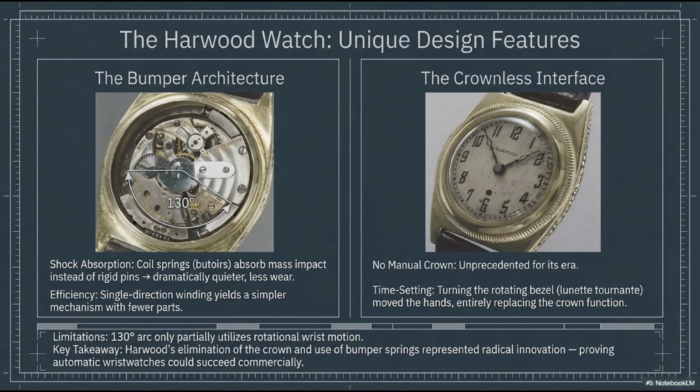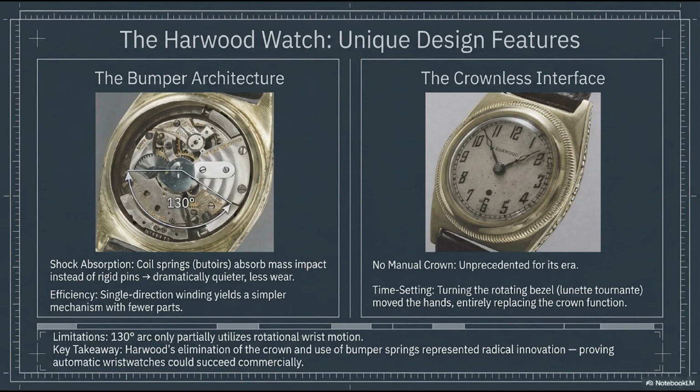Let's take a closer look at the actual Harwood watch to appreciate its unique design features. It was a radical departure from traditional watchmaking. On the left, we see the bumper architecture exposed. You can clearly see the heavy mass restricted to its 130-degree arc. At the edges of that arc, you can see the tiny coil springs, or boudoirs. These shock absorbers soaked up the kinetic impact of the mass instead of letting it slam into rigid pins. This made the watch dramatically quieter and drastically reduced wear on the pivots.